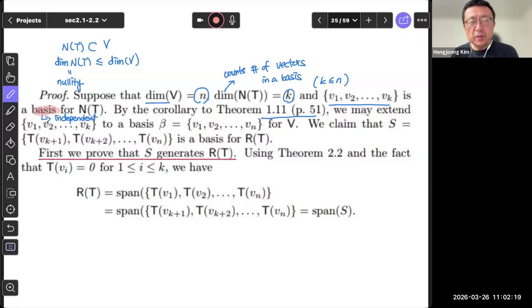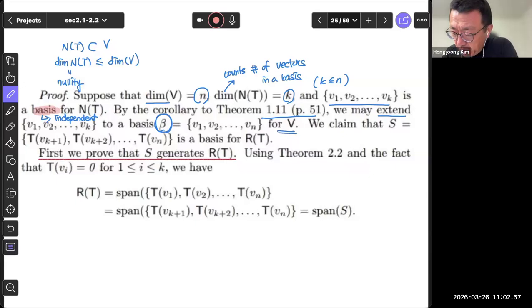So if I have some independent set, previously we considered one theorem saying that we can expand that independent set of vectors to form a basis, meaning this set of independent vectors can be expanded so that the span will be the same as the whole space. So we can add some vectors to this basis to form a basis for the whole space V.